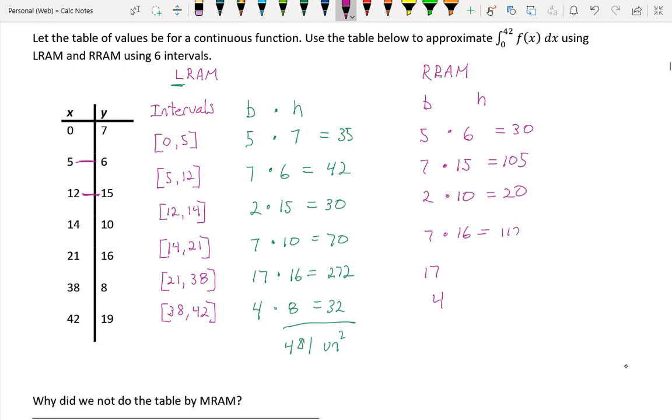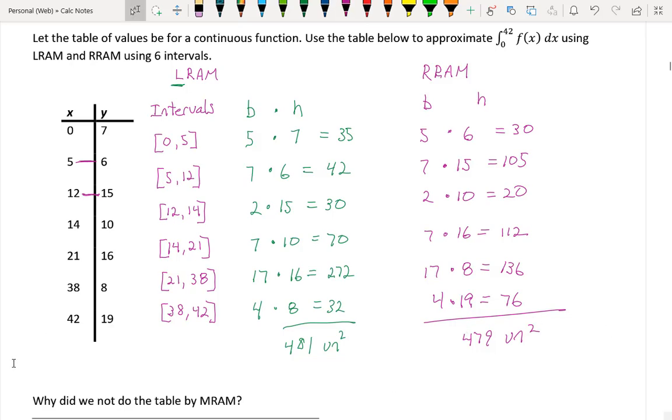This is 112. The next interval is 21 to 38. I need the height at 38, so that's 8. And 17 times 8 is 136. And then my last one, I need the height at 42. The height at 42 is 19. All right, and that's 76. You add all those up, you get 479 units squared. Pretty close to the other one, okay? Pretty darn close to the other one.